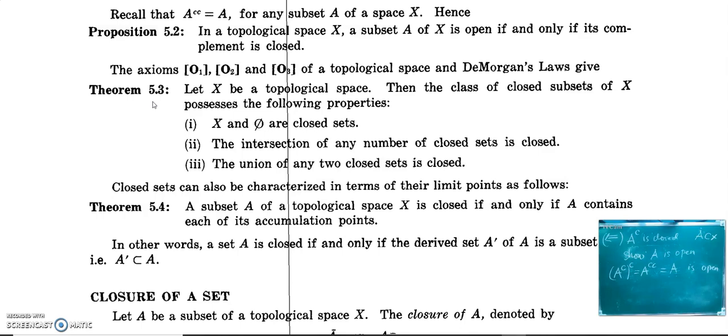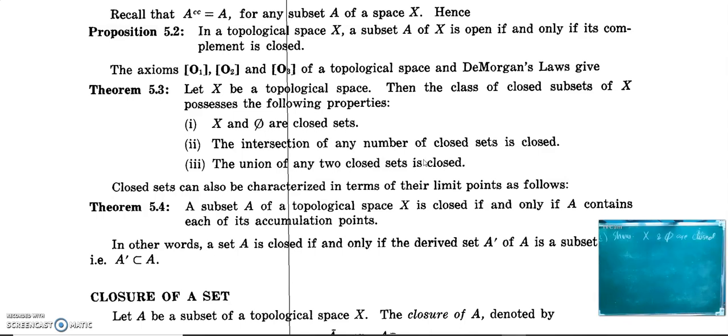Now, let us try to recall the three axioms from my previous videos or lectures. For a topological space, we have three axioms. For the first axiom, recall that X and the empty set are open. In the second axiom, the collection tau is closed under countable union. And for the third axiom, the collection tau is closed under finite intersection.